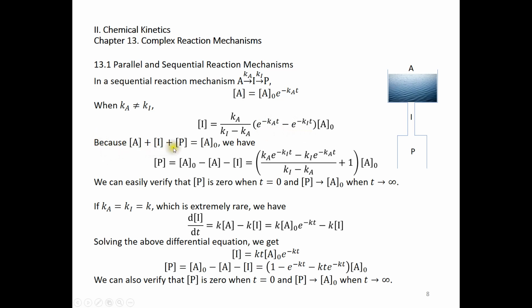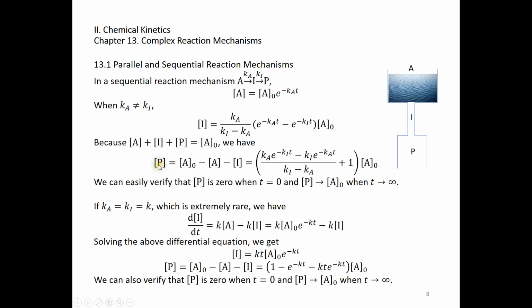And A plus I plus P is always A naught, so no matter how this water in A flows into I or into P, the total amount of water should be constant. So P is just A naught minus A minus I, and we have the expression of A, we have the expression of I, we put them together. This is a fairly tedious expression of the product.